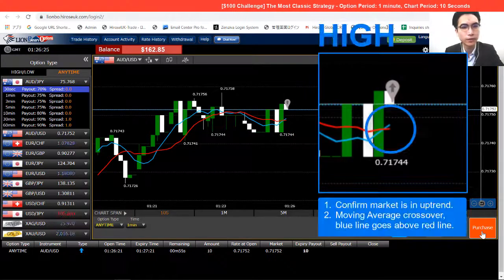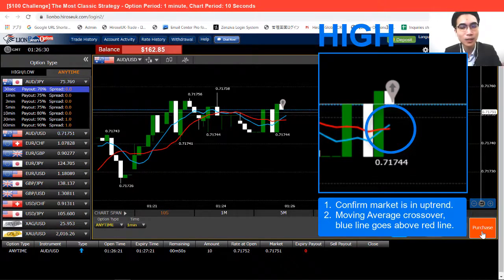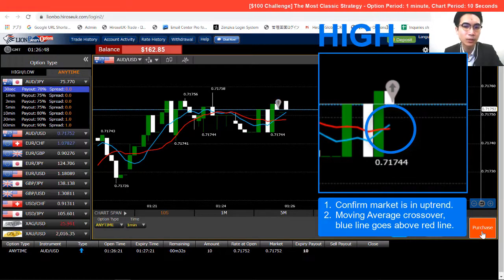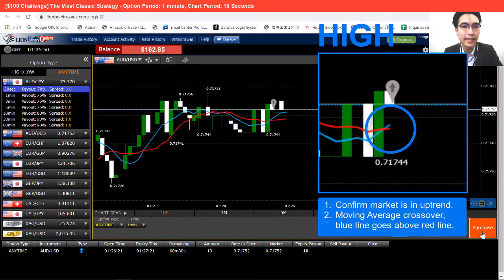The time for you to place a high is really simple. All you need to look at is the simple moving averages, and when they cross over, if the blue line is above the red line, you will open a high option. The only thing you need to keep in mind is that this strategy is a trend following strategy. So what it means is that you will need to spot a trend before you can use this strategy.